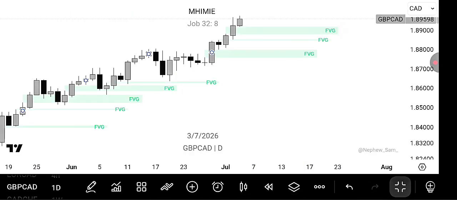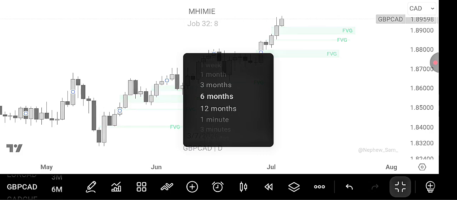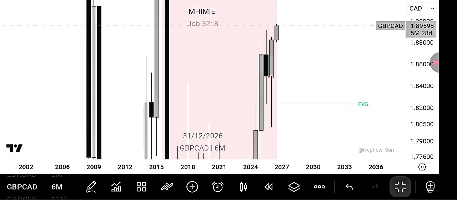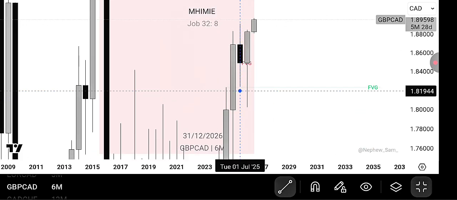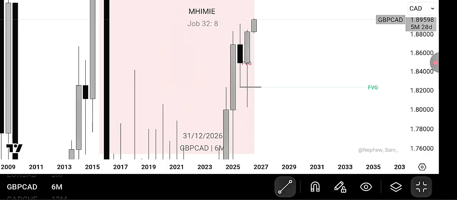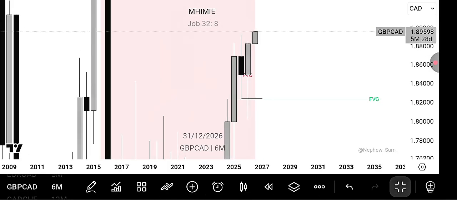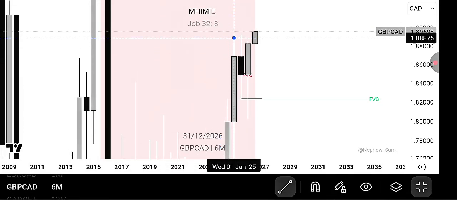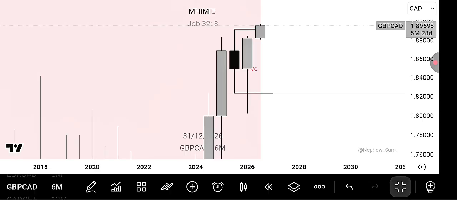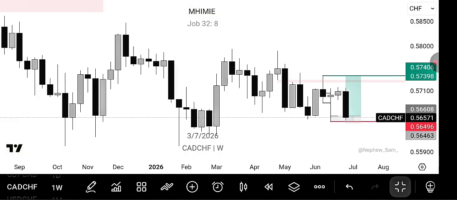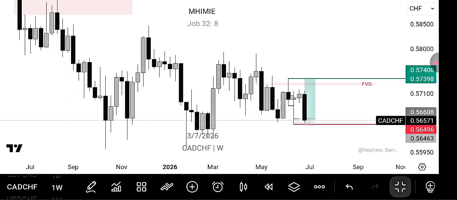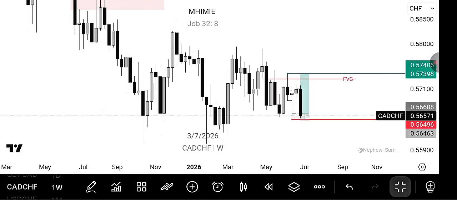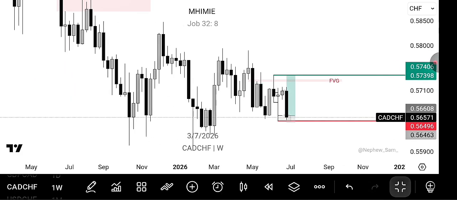GBP CAD has completed its target, of course. Starting off from the 6 month time frame, we had a similar case where price gave us a bullish order flow. So the target should be to take out the next drawn liquidity, right, of which price has completed. Now I'm currently on a buy on CAD CHF. Right, I'm currently on a buy, so this is counter trading, but I'm currently on a buy.